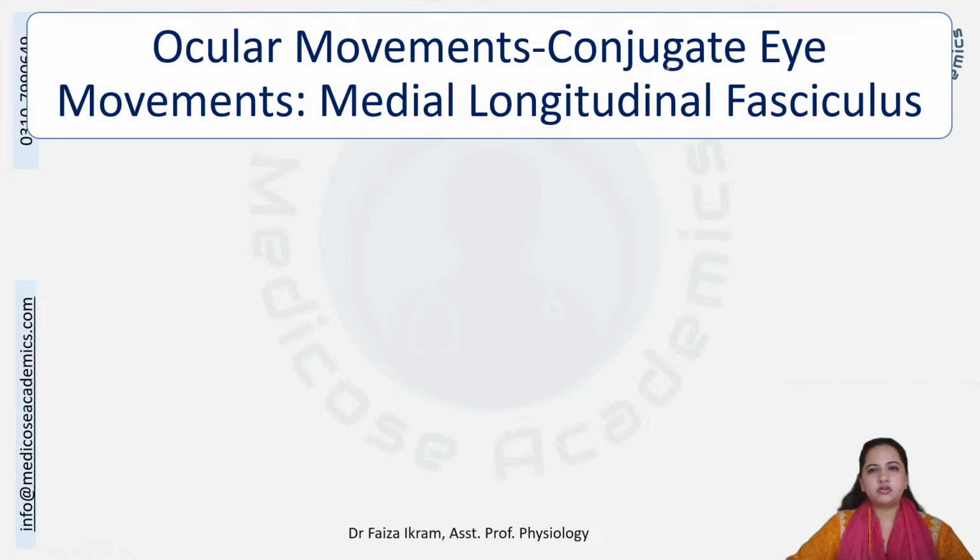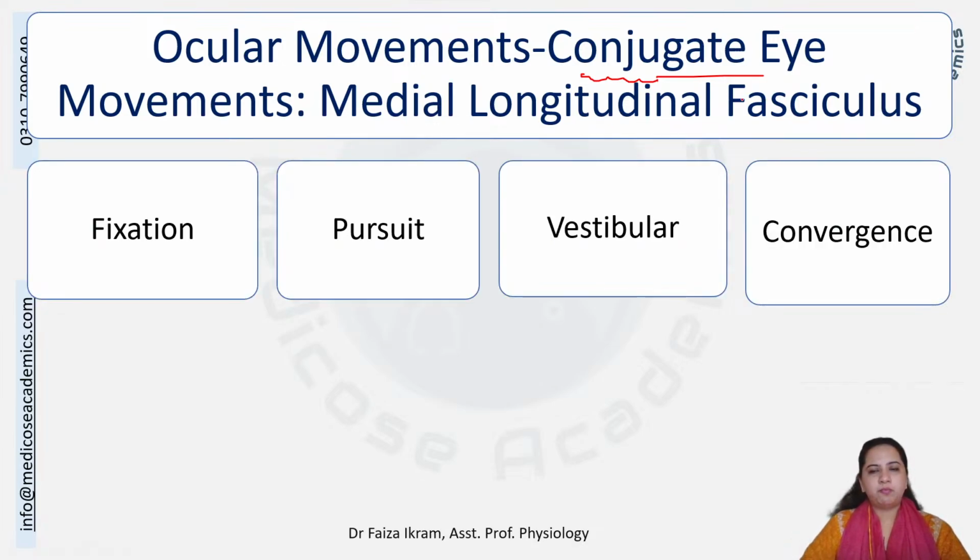Ocular movement. First of all, conjugate eye movements. If you have to see rightwards, one of your eyes will move towards the lateral side and the other will move towards its medial side. If both moved towards the opposite side, you would not be able to focus on something. So the conjugate eye movement is necessary, and that is made possible with the help of the medial longitudinal fasciculus. Important eye movements that we are going to quickly review right now include the fixation, pursuit, vestibular, and convergence eye movements. Starting from the fixation eye movements.